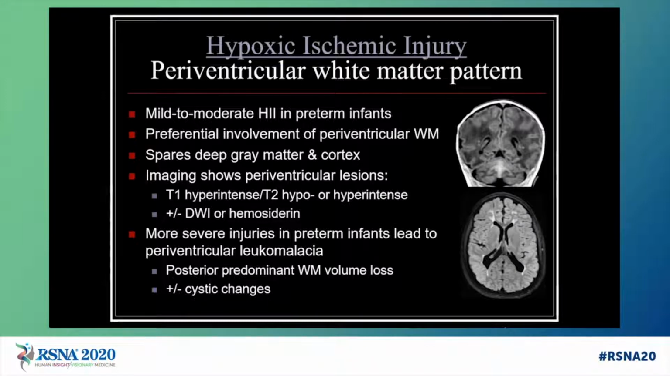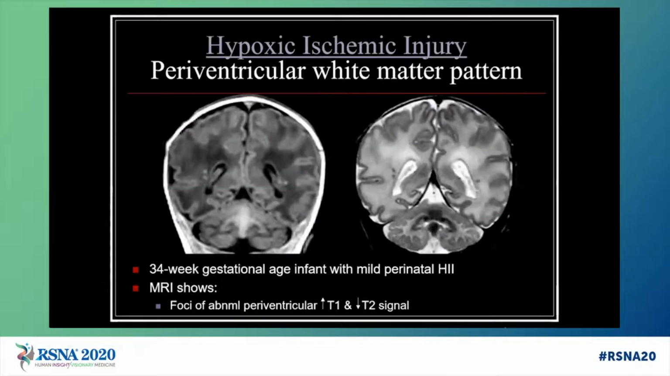As you get more severe injury, you could get frank periventricular leukomalacia, where you have a posterior predominant deep white matter volume loss with or without cystic changes. So here's an illustrative case of a 34-week gestational age infant with mild perinatal hypoxic ischemic injury. And on MR, we see small foci of T1 hyperintensity within the posterior periventricular white matter. And in this case, they are T2 hypointense.